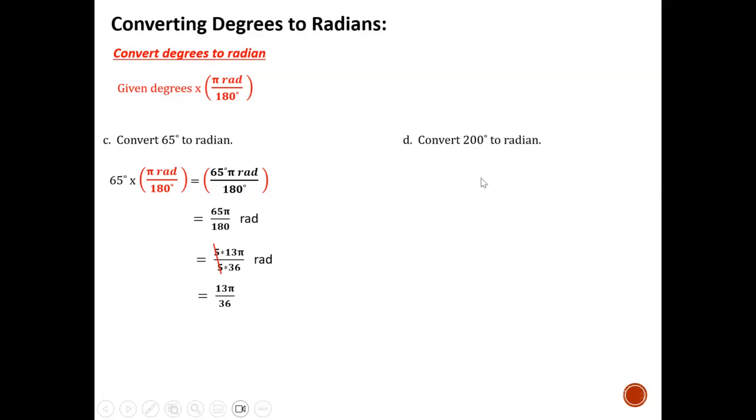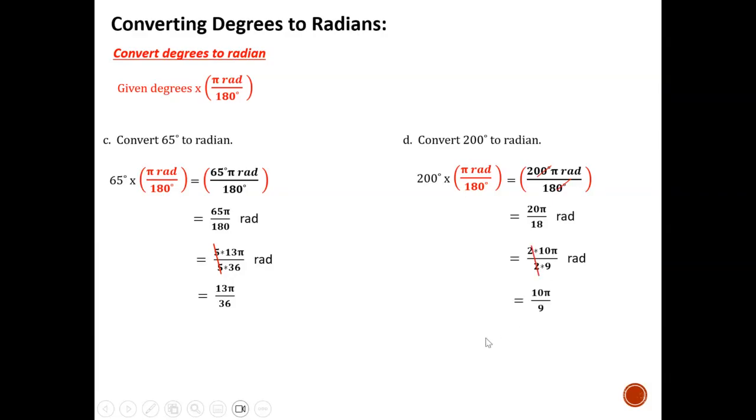Okay. Another one will be 200 degrees, right? So we multiply by the same formula. So it's going to give us 200 degrees times pi radian over 180, right? Here, the zeros cancel, so I'm left with 20 pi over 18. This will give us 2 times 10, which is 20, and 2 times 9, which is 18. So the 2's cancel, and I'm left with 10 pi over 9.